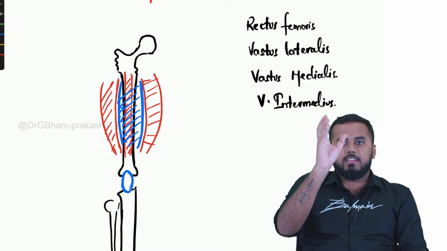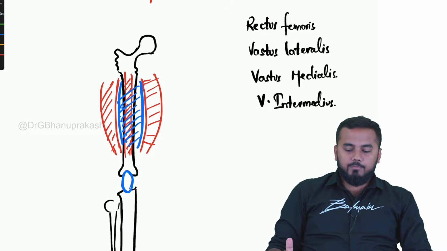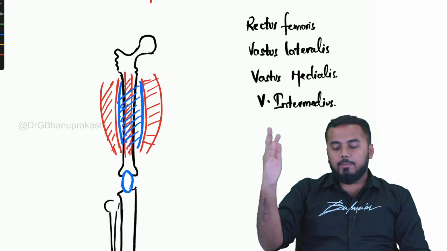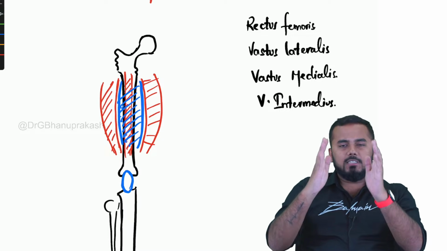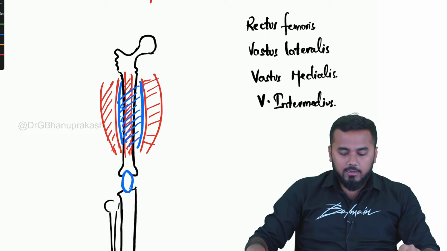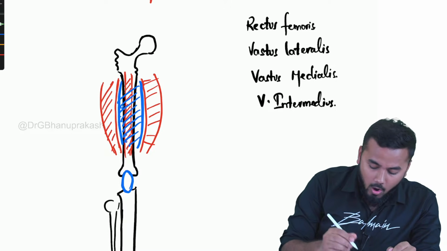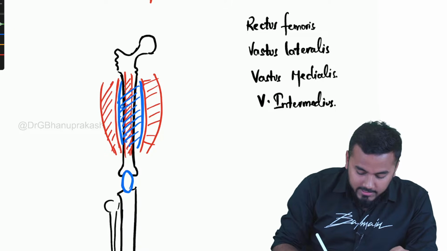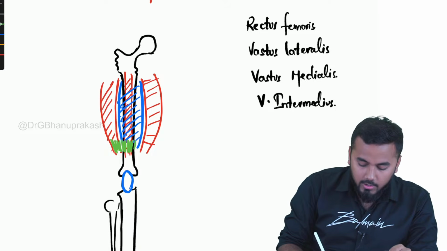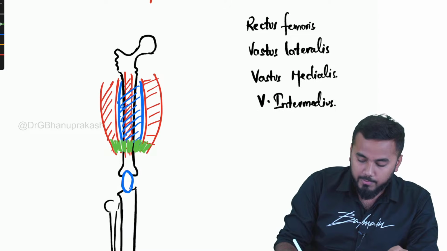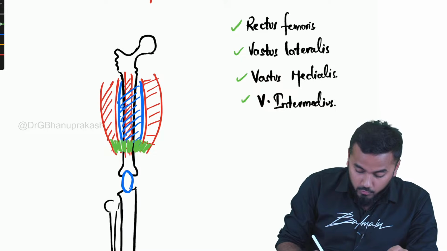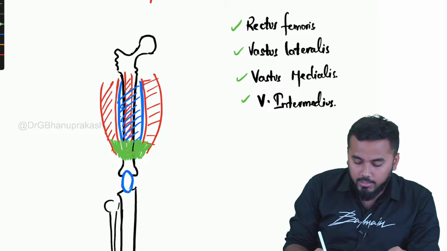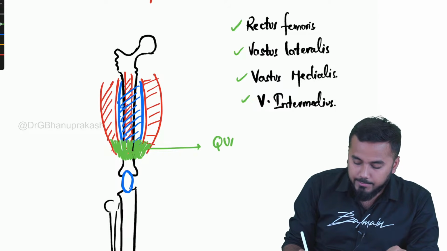Straight muscle in the femur, rectus femoris. Large muscle laterally, vastus lateralis. Large muscle medially, vastus medialis. Large muscle in the center, vastus intermedius. Now remember very carefully, all these four muscles, 1, 2, 3, 4, join together to form this green colored tendon, and this is called the quadriceps tendon.